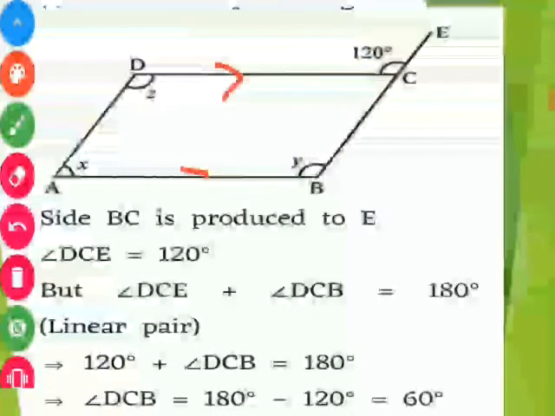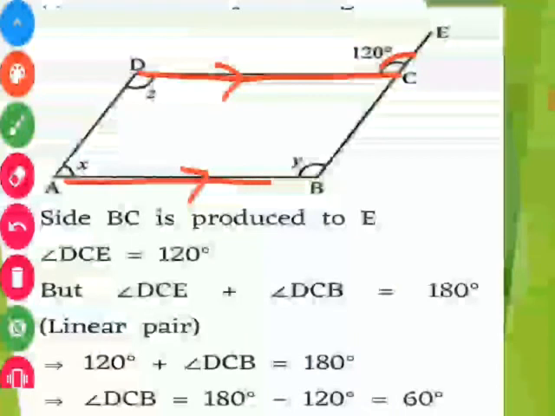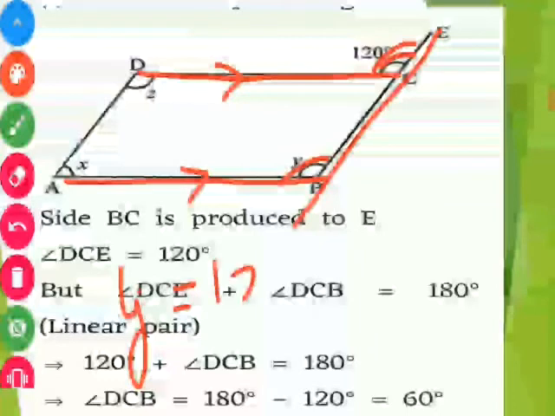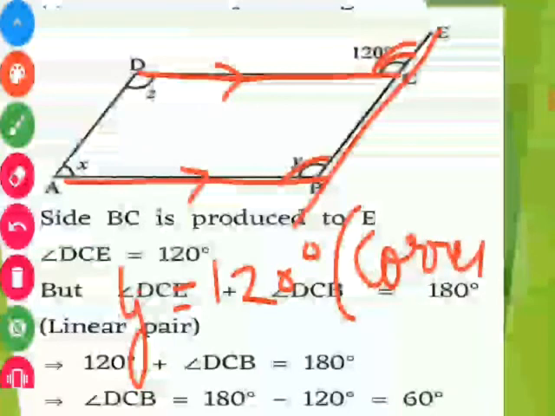This is a parallelogram. These two lines are parallel here, and this is the transversal. So this angle and this angle will be equal. Corresponding angles are equal. Therefore angle y is equals to 120 degree here. So this way we have calculated angle y. Angle y is equals to 120 degree, and you can write here corresponding angle.